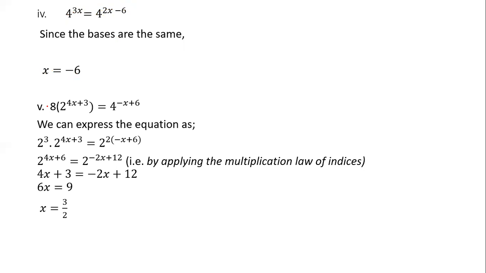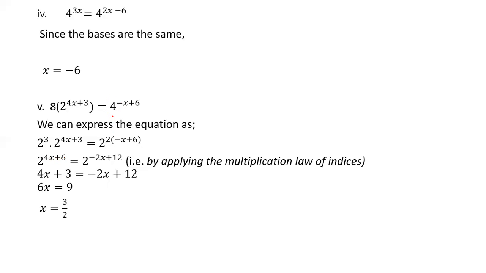Now take the fifth example. 8 into bracket 2 power 4x plus 3 equal to 4 power negative x plus 6. So at this side, we can apply the multiplication law here by expressing 8 as 2 power 3, as you see here. So this is the 8. Hence, by just taking one of these, it becomes 2 power 3 plus 4x plus 4. And that's what will give us 2 power 4x plus 6.